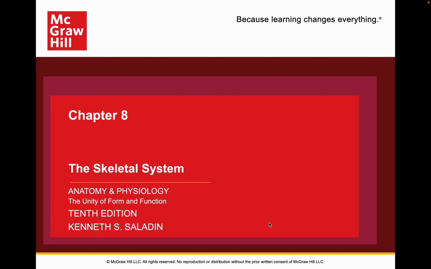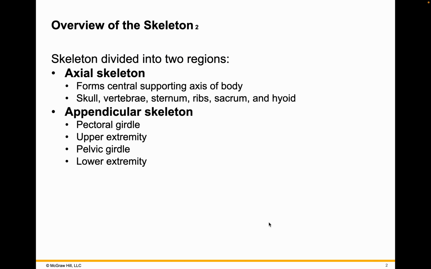Chapter 8 deals with the skeletal system, and I am going to give you a quick overview of the skeleton. I'm not really interested in you learning the exact location of all 206 bones in the body. I want you to be familiar with the regions, and there are two major regions to a skeleton. That is the axial skeleton, which is the supporting axis of the body, which basically becomes the skull, the vertebrae, the sternum, the ribs, the sacrum, and the hyoid bone.